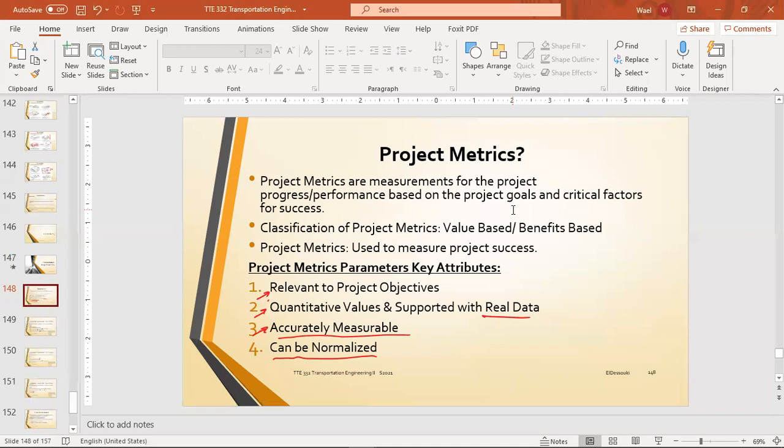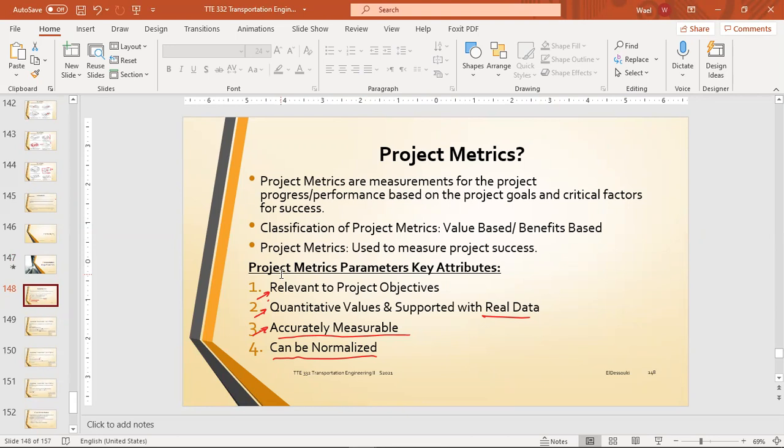These metrics can be classified into two major categories. The first category, which is value-based metrics, that means a metric that measures things in monetary values, or benefit-based metric, which measures the benefit of a project, for example, like safety projects, saving human lives, saving injuries. These we cannot put monetary value on. Project metrics are used to measure project success.